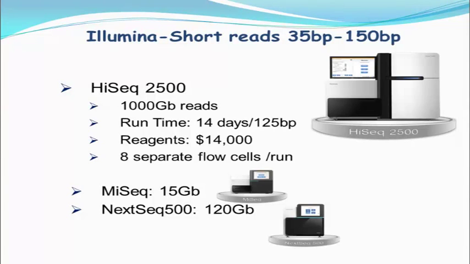There's a high throughput instrument, the HiSeq 2500. Each run will give you 1,000 gigabases of reads, and the 125 paired-end reads will take 14 days, and the reagent cost per run is around $14,000. In addition, there are 2 smaller scale instruments. They can give you different throughput, which allows you the flexibility to choose which platform will best fit your laboratory.